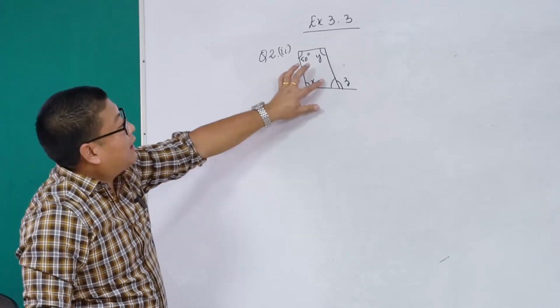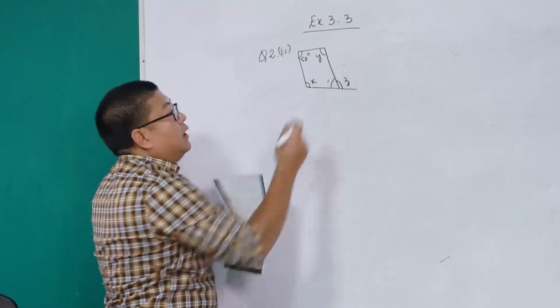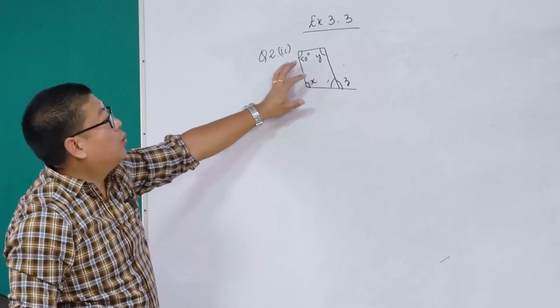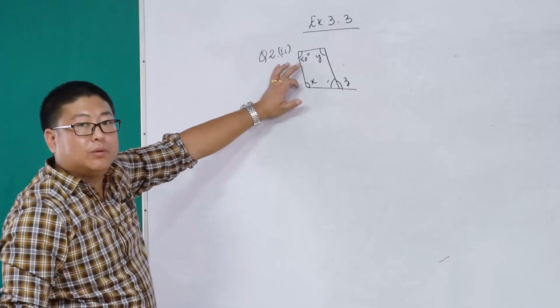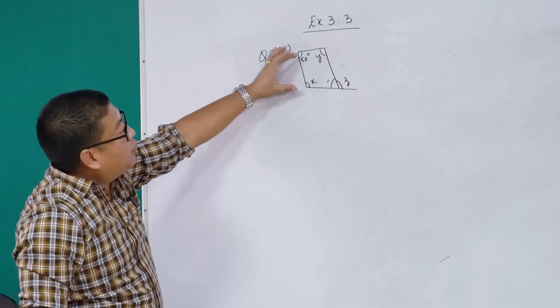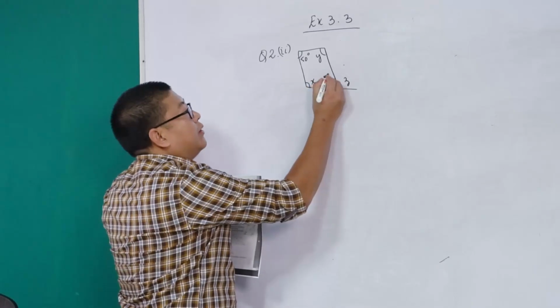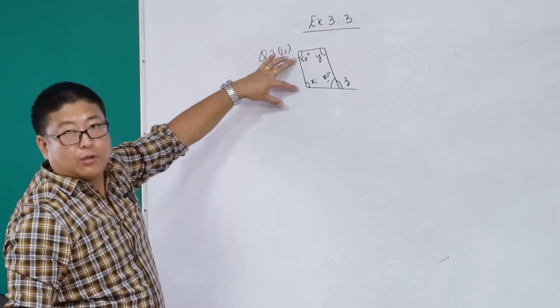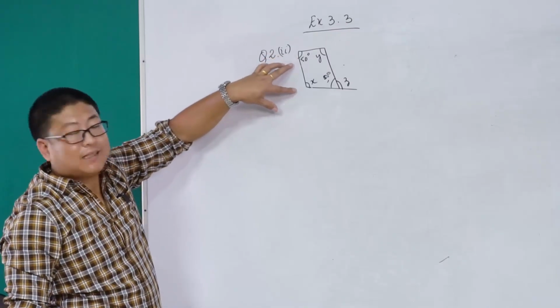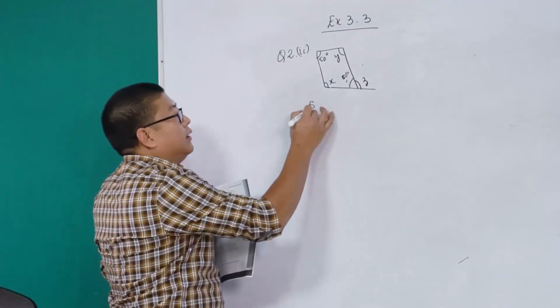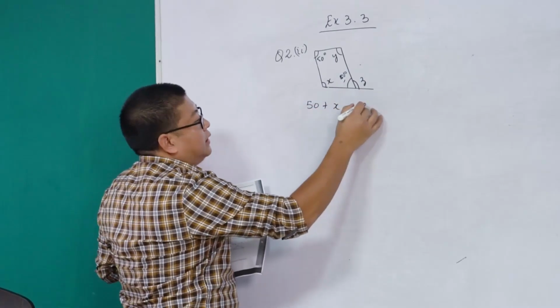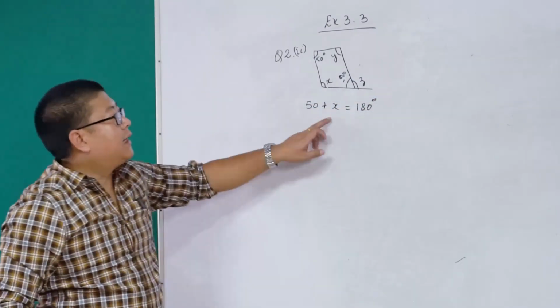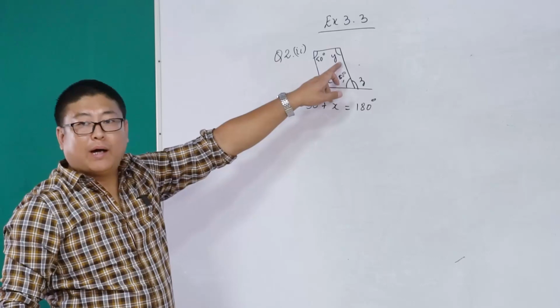Now 50 and this, let's say this is angle 1. These two are opposite to each other. So angle 1 will be equal to 50. Now if you add these two, you should get 180. So what you're going to do is 50 plus X is equal to 180. Solve it, you will get X. X will be equal to Y.